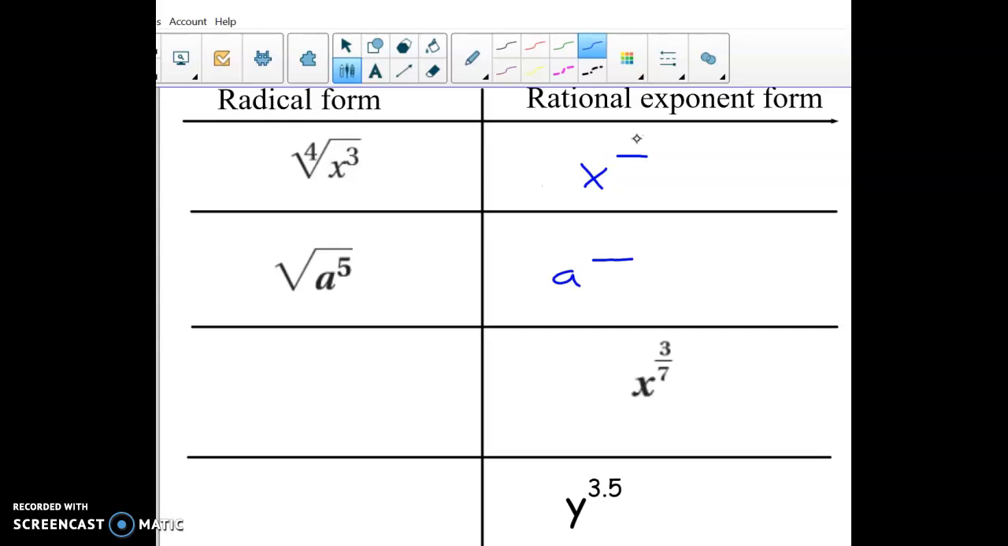So the power goes up, right? The power goes up top, and then the root goes down. So think of power lines and tree roots. So this would become x to the 3/4 power.